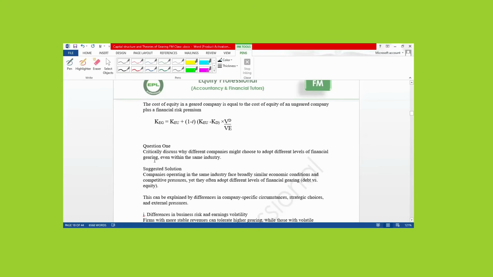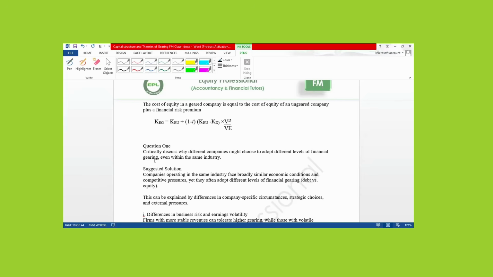Critically discuss why different companies might choose to adopt different levels of financial gearing, even within the same industry. Why do companies choose to adopt different levels of financial gearing, even companies within the same industry?